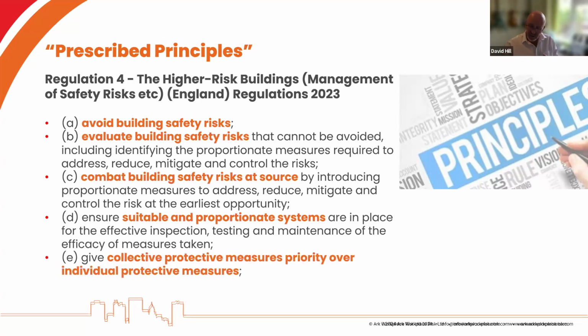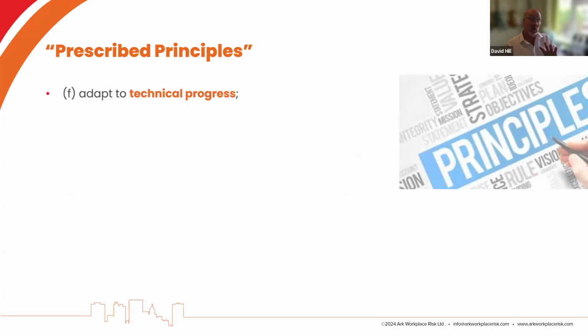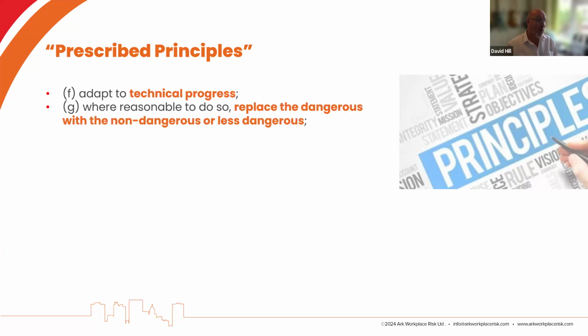Then we've got some very unusual approaches or wording that's been included within the principles, and that is all about collective and protective measures taking priority over individual measures. It then talks about engaging with technical progress, so dealing with things such as lithium ion batteries. I know there's a lot of concern over lithium ion batteries, especially in respect of scooters and e-bikes, and being able to adapt to that and deal with those types of issues has to be dealt with within the assessment process, and then how you deal with that assessment afterwards. Where it's reasonable to do so, you have got to replace the dangerous with the non-dangerous or less dangerous. It's a very unusual set of words, but that's effectively what the regulations require.